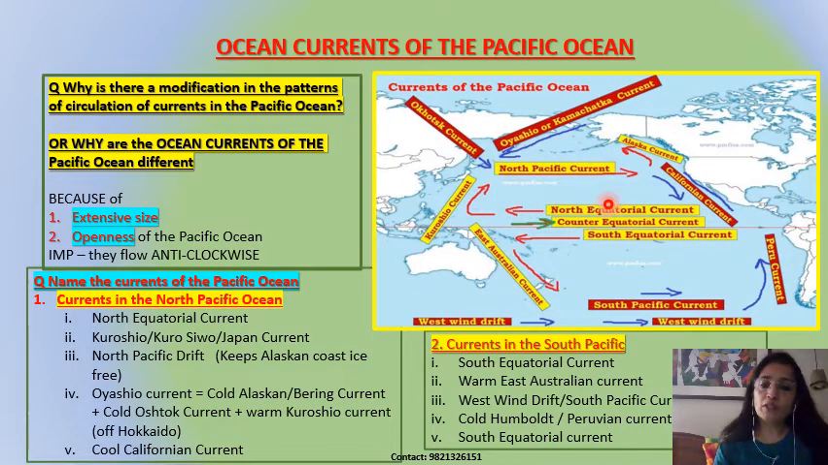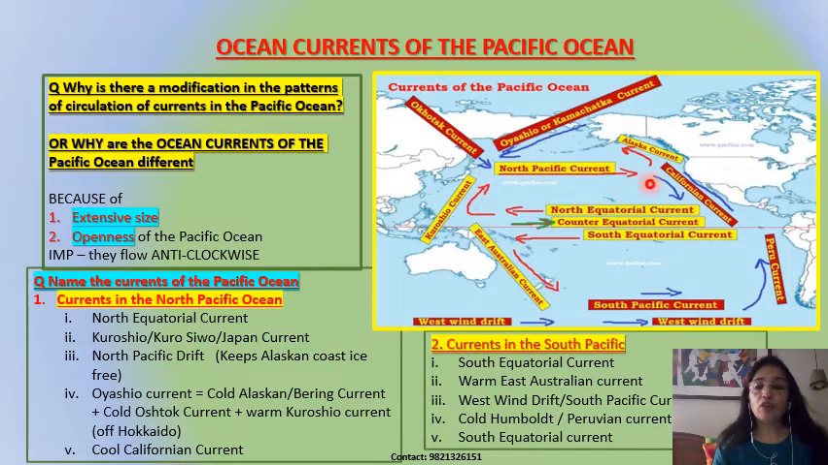Currents in the North Pacific Ocean, we just wrote them in the previous slide. The North Equatorial Current, the Kuroshio Japan Current, the North Pacific Drift, the Oyashio Current. It's a cold current. It's also called the Cold Alaskan Bering Current, and then the warm Kuroshio Current is here. They both meet off Hokkaido.